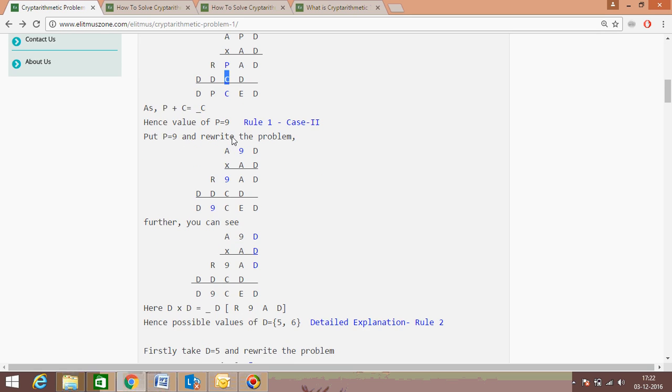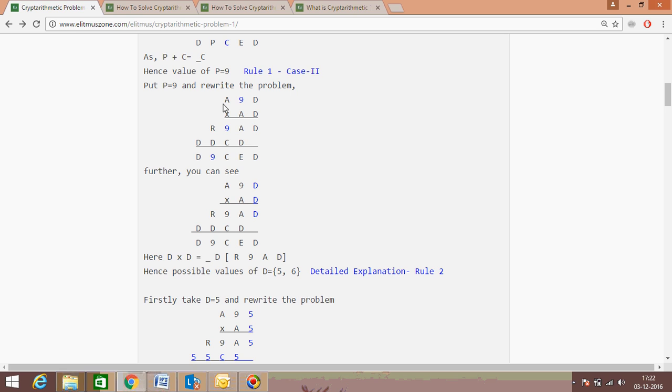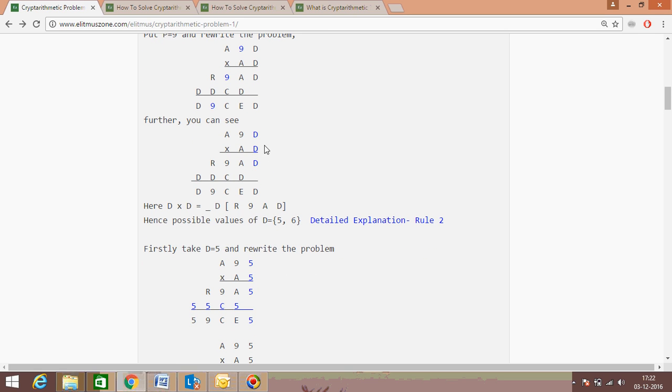What we have to do is just put P is equal to 9 and rewrite the problem again. Now the resulting problem will be A9D cross AD, R9AD, DDCD, and D9CED. Now analyze the problem once again.